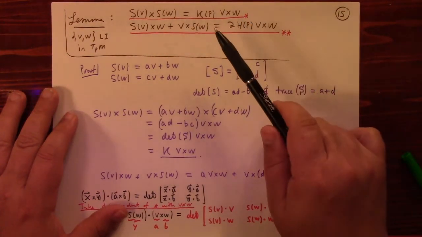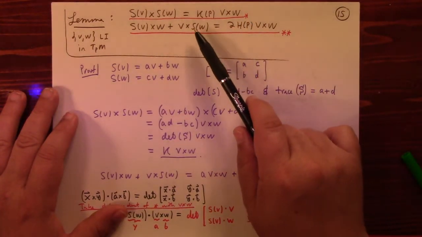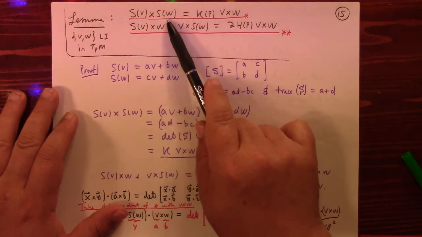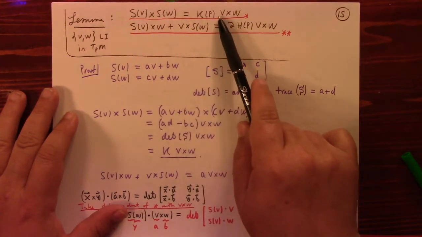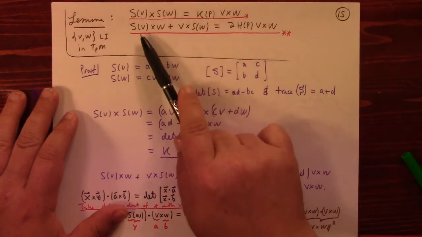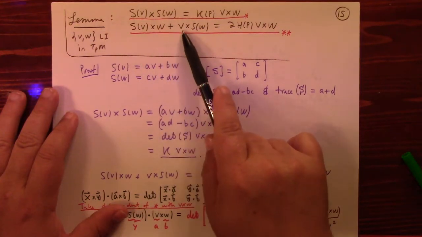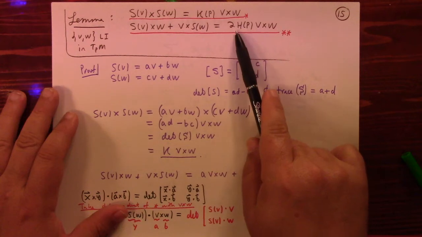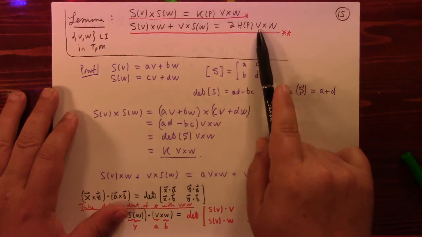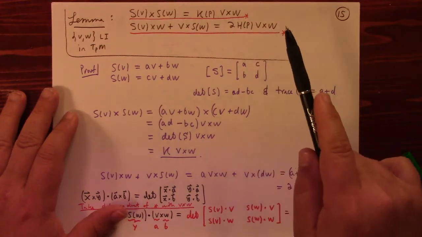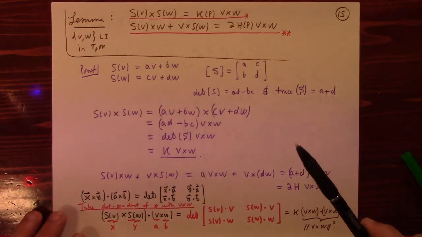Anyway, you can prove these formulas. The cross product of the shape operator on V with the shape operator on W is the Gaussian curvature times the cross product of V and W. And likewise, the shape operator on V cross W plus V cross the shape operator on W is actually twice the mean curvature times V cross W. And the proof of star and star star is actually pretty elementary.